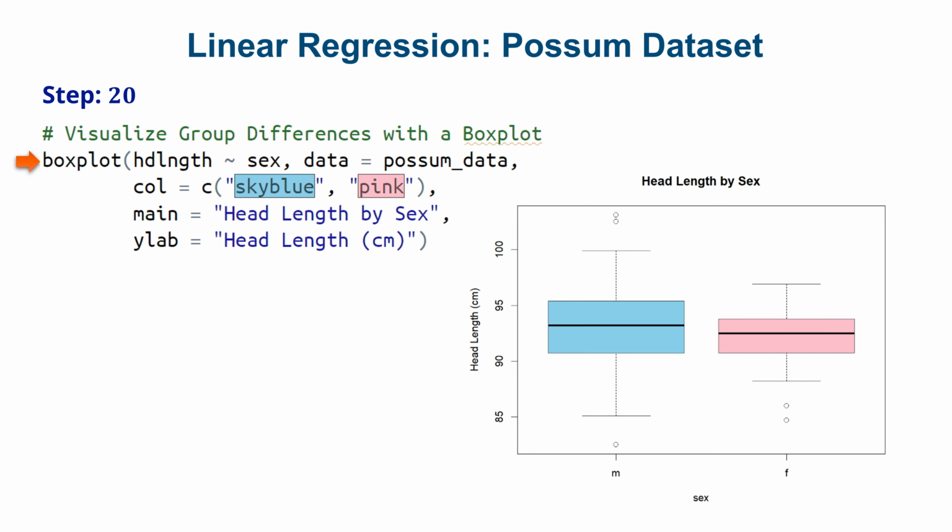Next, we use the boxplot function to visually compare head lengths between males and females. The output of the boxplot command shows the head length distribution for male and female possums. The separation between the boxes reflects the estimated difference we saw in the regression. This visualization confirms that females tend to have shorter heads than males in this dataset.